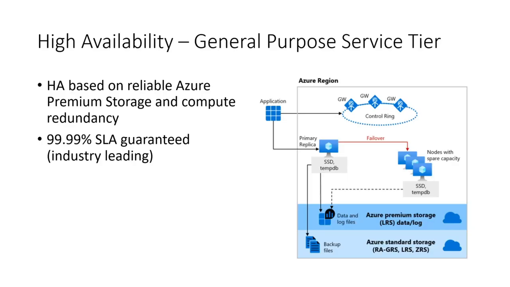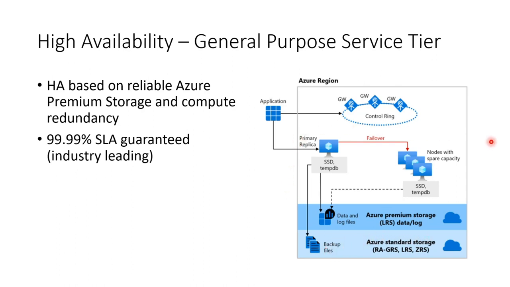Now let's take a look at the high availability design for the general purpose service tier. First off, let's explain the high-level architecture of the general purpose service tier using the diagram on the right-hand side. At the bottom, we have the storage layer, which is based on Azure Premium Page Blobs. Essentially, we're using Azure Premium Storage Account for data and the log files, and we're using the Azure Standard Storage Account for the backup files.